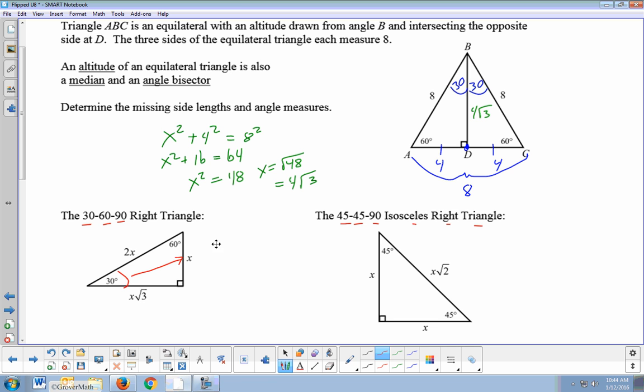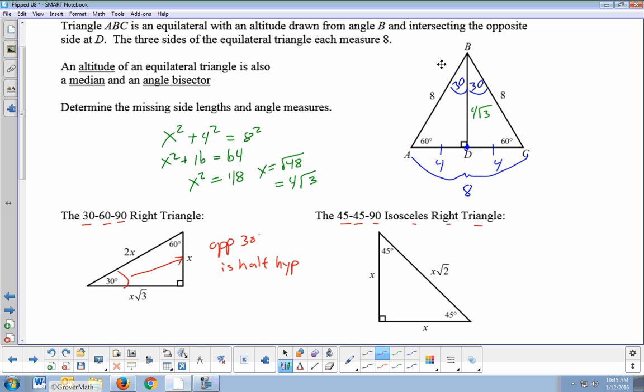But opposite 30 degrees is half the hypotenuse. Opposite 30 degrees is half the hypotenuse. And that's what 2x and x are trying to show you. And this is, again, kind of showing that opposite the 30 degrees is this 4, which is half of 8.